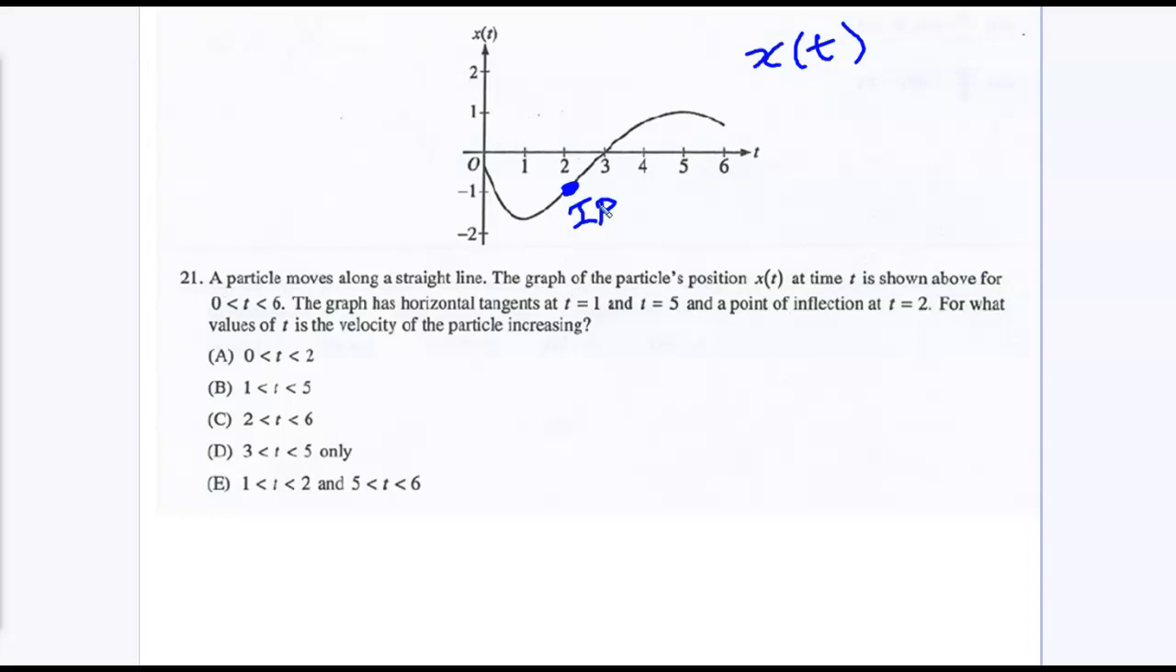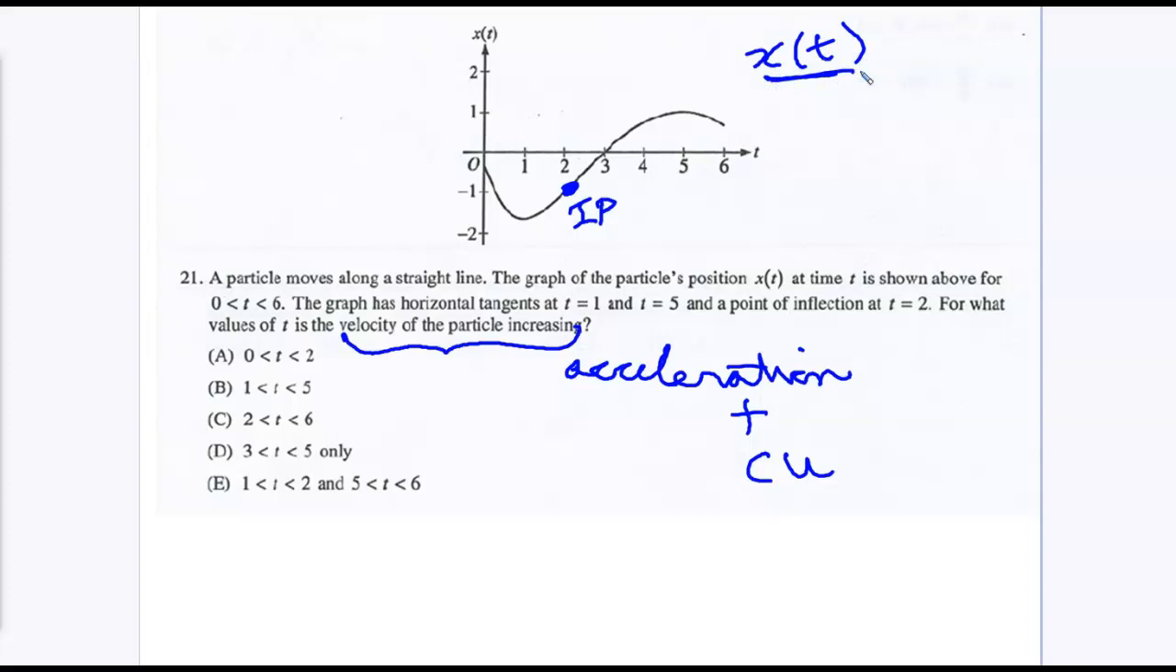And it says, for what values of t is the velocity of the particle increasing? Well, velocity of a particle increasing is the same thing as the acceleration. So we want to know if the velocity of the particle is increasing, when is the acceleration positive? And the acceleration is positive when our original function is concave up. And this is the graph of position, which is like our original function. And this graph is concave up from 0 to 2. So my answer is simply A.